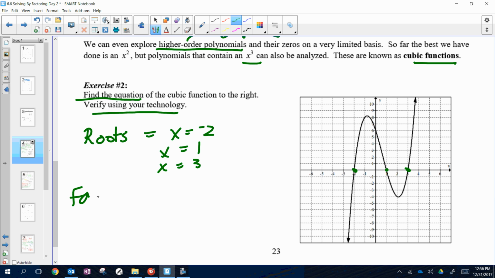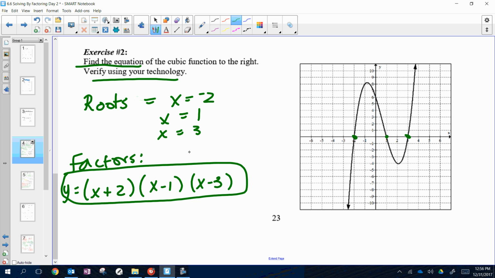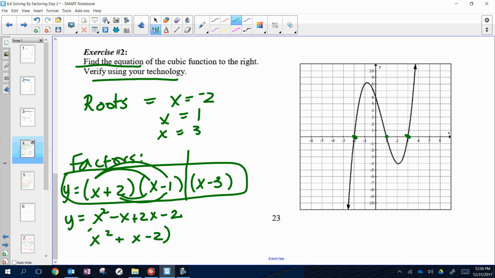Make those into factors. So the factors are x plus 2, change the sign, x minus 1, I change the sign, and x minus 3. Technically, y equals, that's my equation. You could multiply this out. Maybe take them 2 at a time and multiply these together. x squared minus x plus 2x minus 2. I'm just double distributing here. You could use the box method to help you. That's x squared plus x minus 2. And then multiply that by the x minus 3.